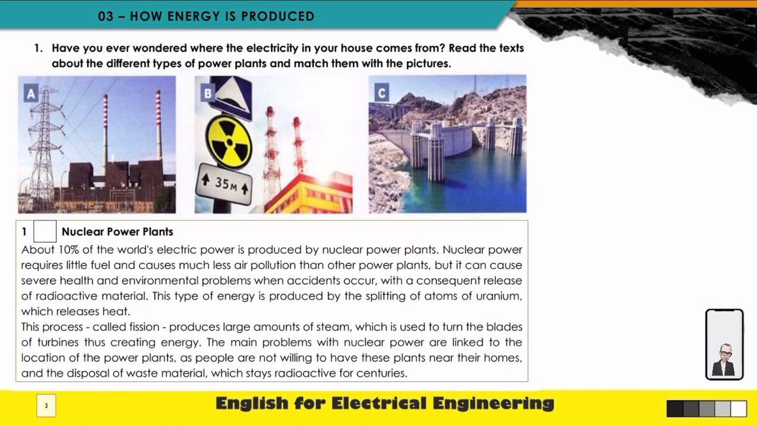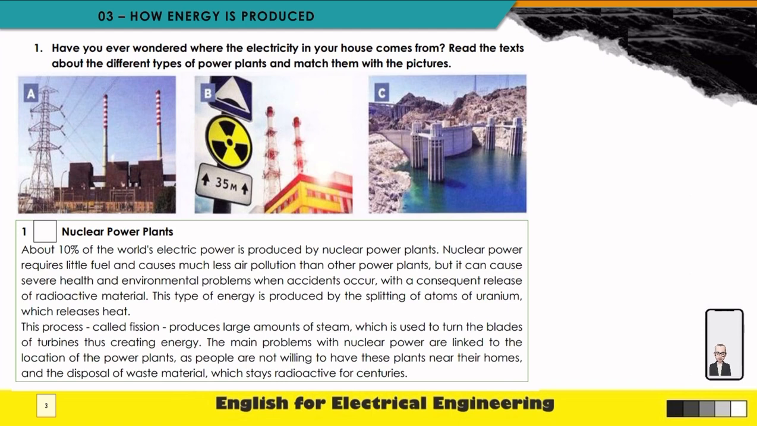Our first task is to read these texts about different types of power plants and match them with the pictures. Let's take a look at our first text here. So this one is about nuclear power plants. About 10% of the world's electric power is produced by nuclear power plants. Nuclear power requires little fuel and causes much less air pollution than other power plants. But it can cause severe health and environmental problems when accidents occur, with a consequent release of radioactive materials.